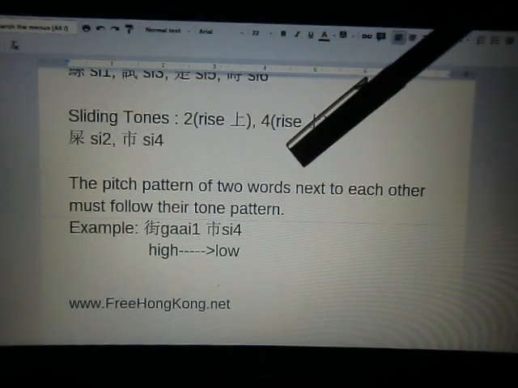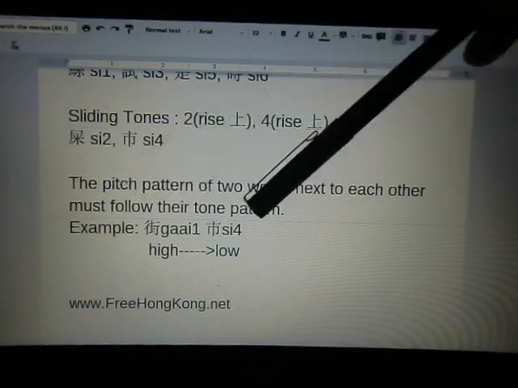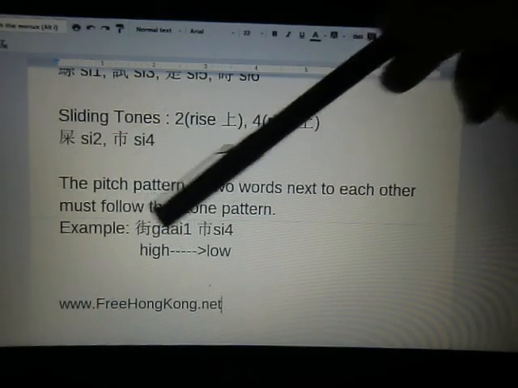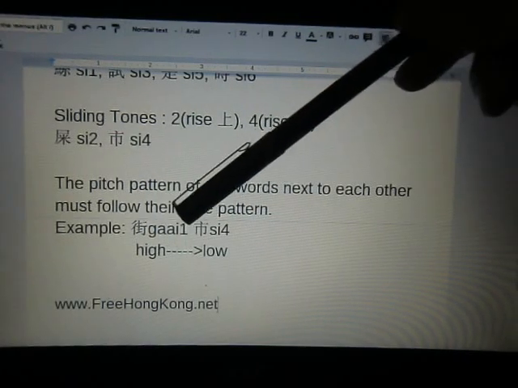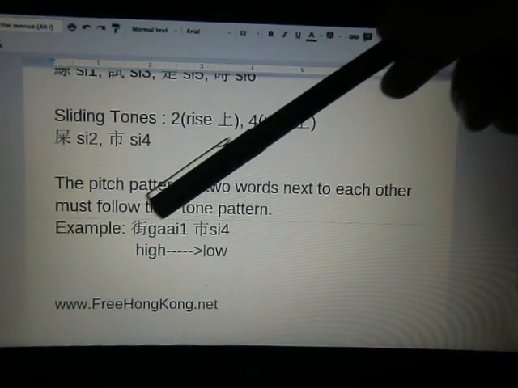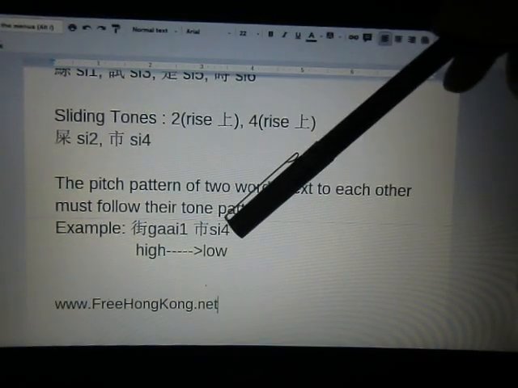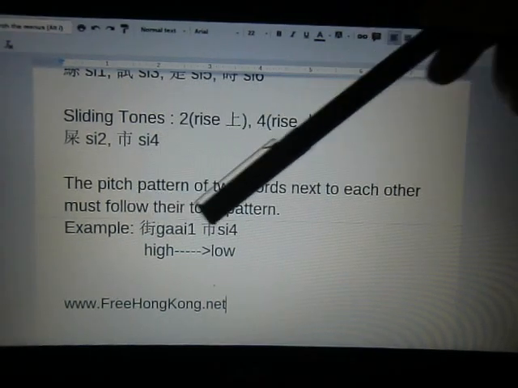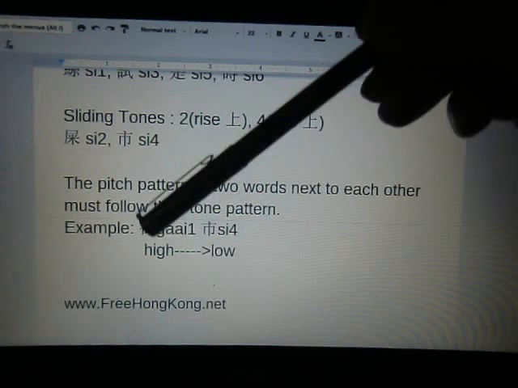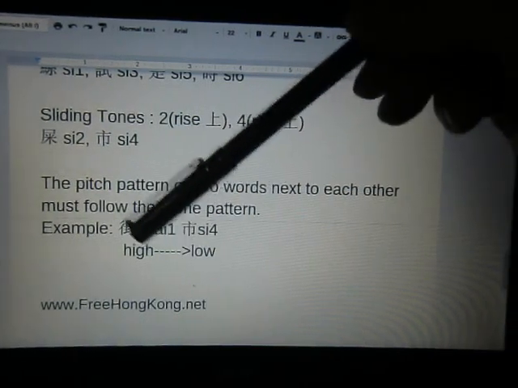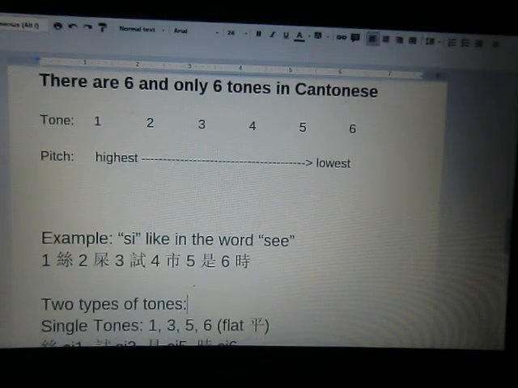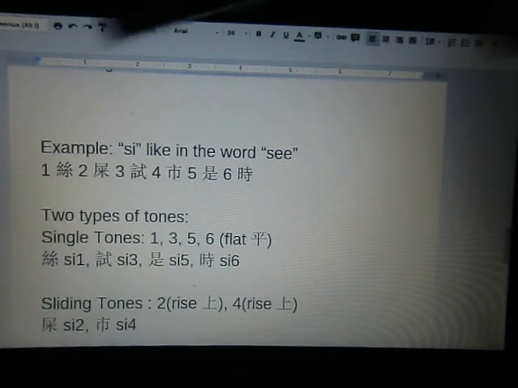In any case, the pitch pattern of two words next to each other must follow the tone pattern. In other words, everything is relative. You see two characters, "gai si": gai has tone 1, si has tone 4. So gai must have a higher pitch than si. If you mess up the pitch, you cannot pronounce the two characters correctly. "Si" is another word, meaning silk.